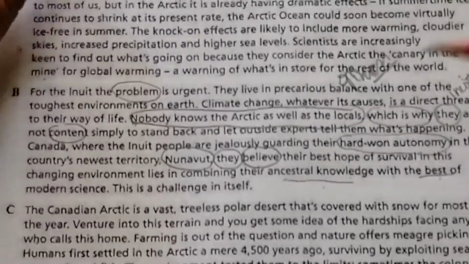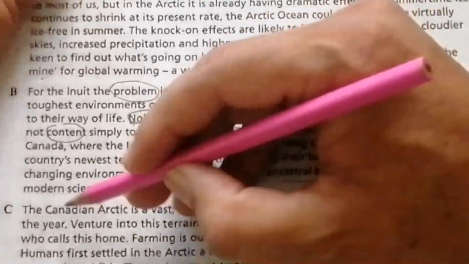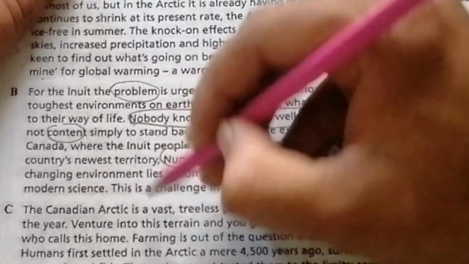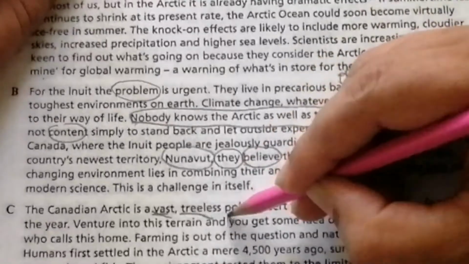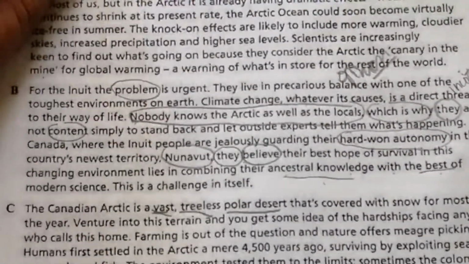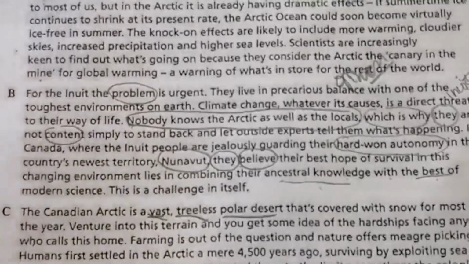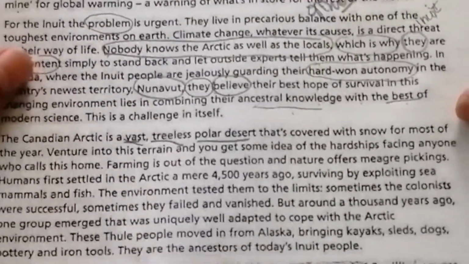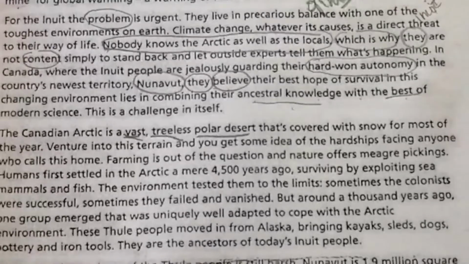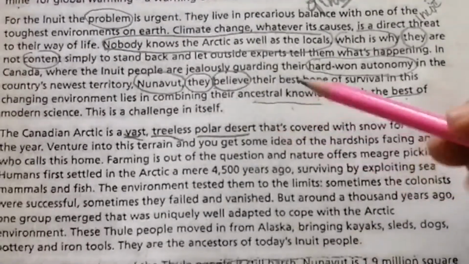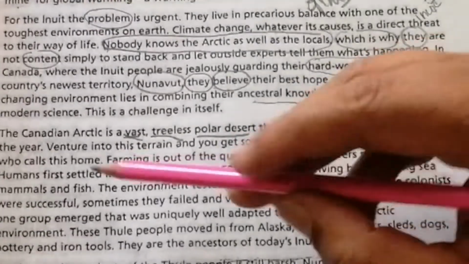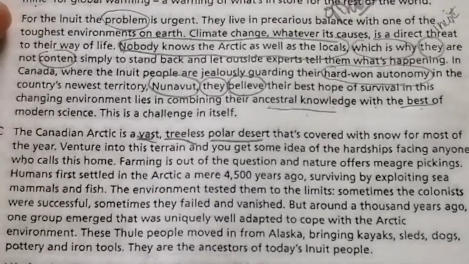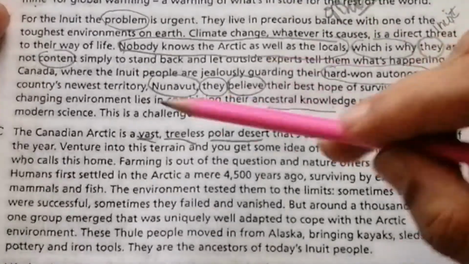And the next paragraph, C. The Canadian Arctic is vast, treeless, polar desert. So we have read that the Canadian Arctic is vast and there are no trees and it is a polar desert that is covered with snow for most of the year, for most of the time of the year.